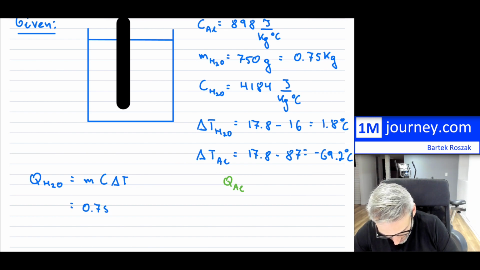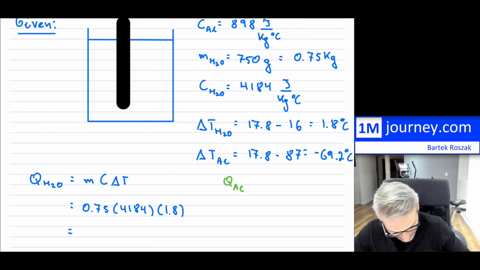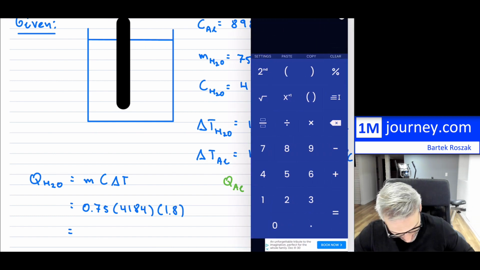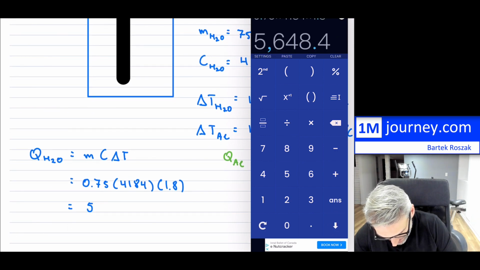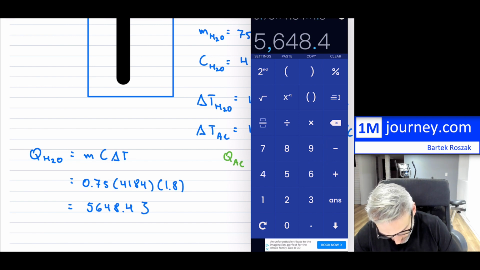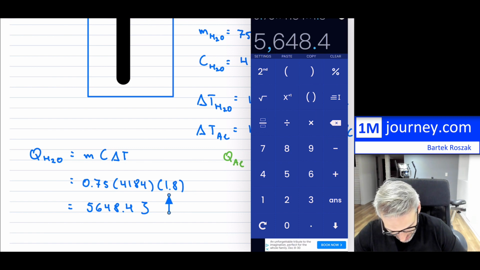So 0.75, this is 4184, so the units are all aligned there. And then the change is 1.8, so it's not very much. So 0.75 times 4184 times 1.8 is 5648.4 joules. That's how much energy the water has gained because of the temperature increase that we can see.